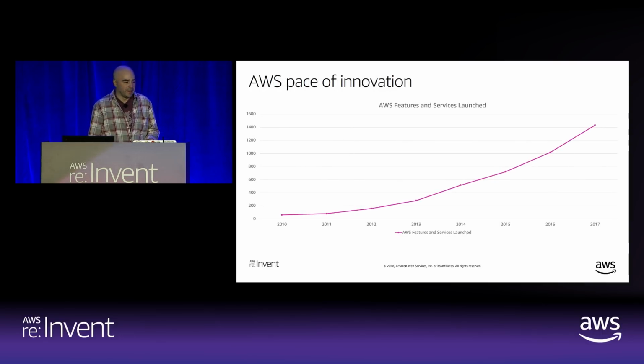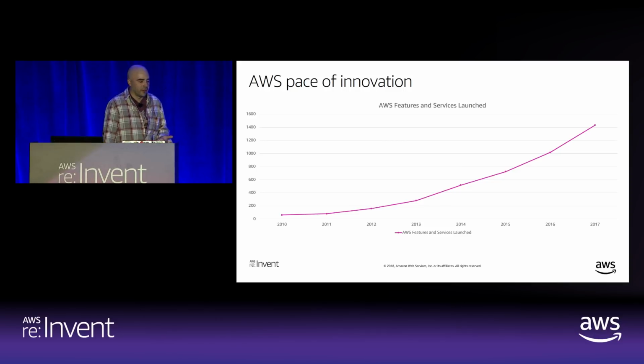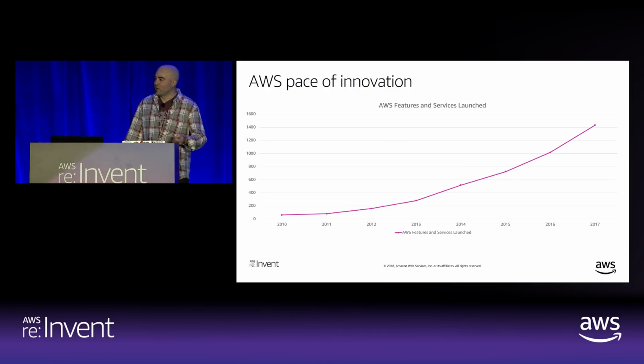I always loved the idea of the AWS pace of innovation. It's constantly almost doubling every year, and it shows that we really subscribe to some of these models that we're pushing.